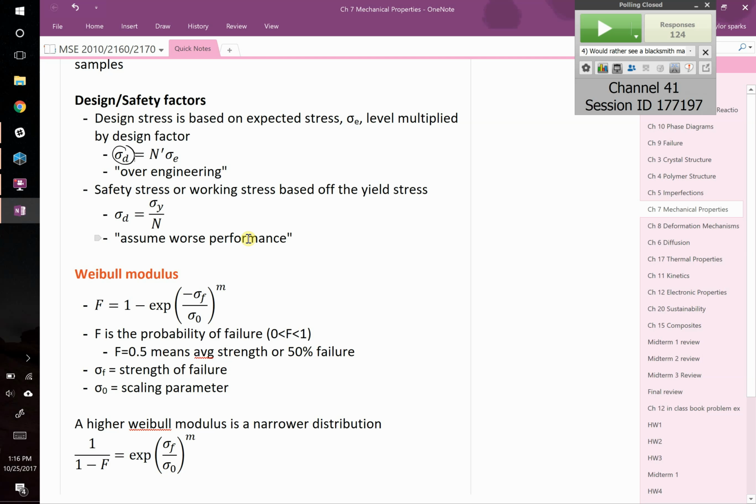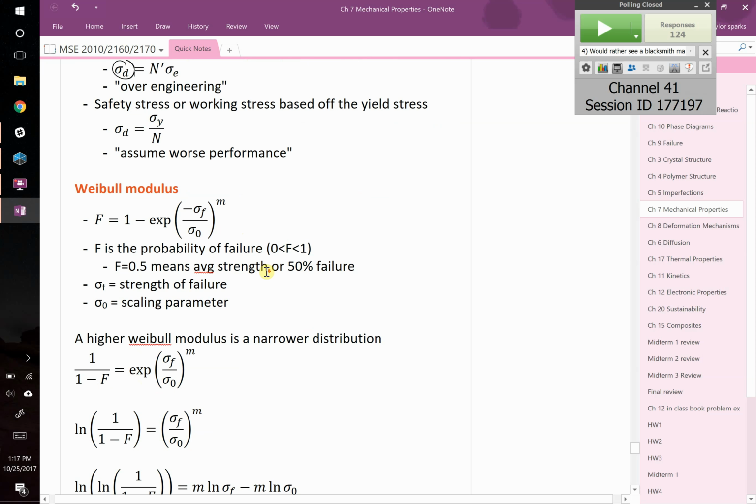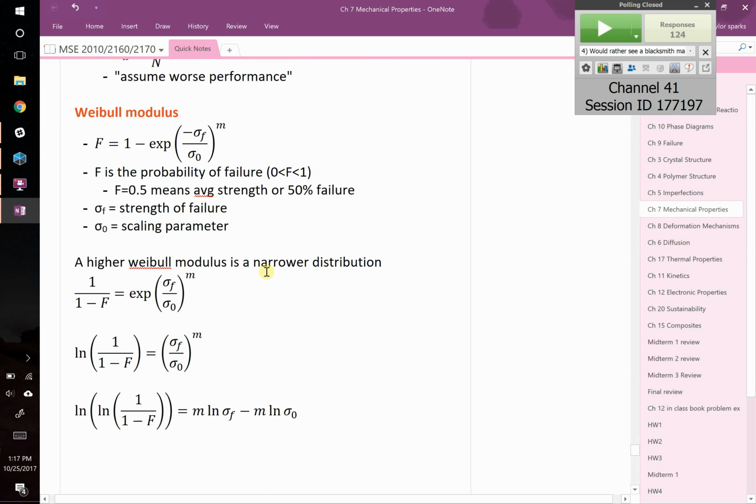It'd be better to be analytical and probabilistic about failure. And the best way to do that, we're going to teach you today, is with the Weibull modulus. The expression is F equals 1 minus the exponential of negative, we're going to use strength, but it could be other things, strength at failure divided by your characteristic strength, sigma naught, all of this raised to m, which is your Weibull modulus. So what are some of these things we're talking about?